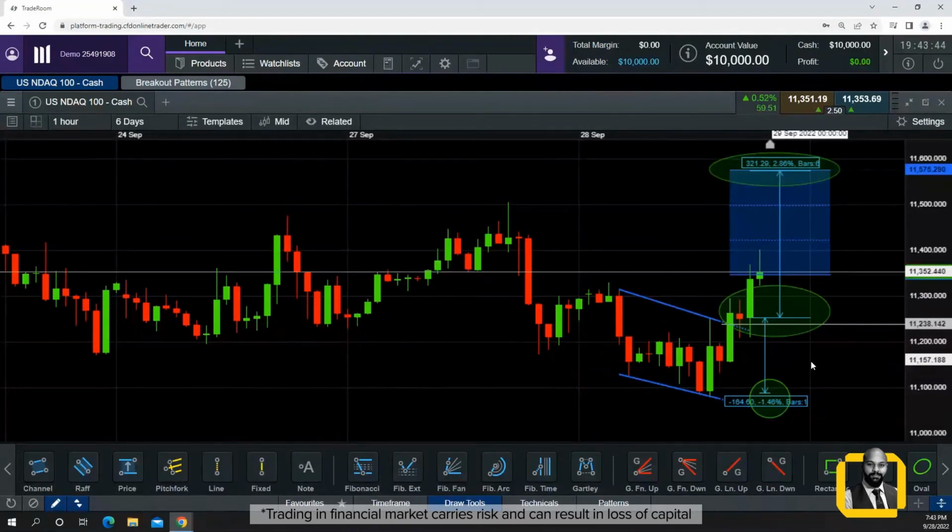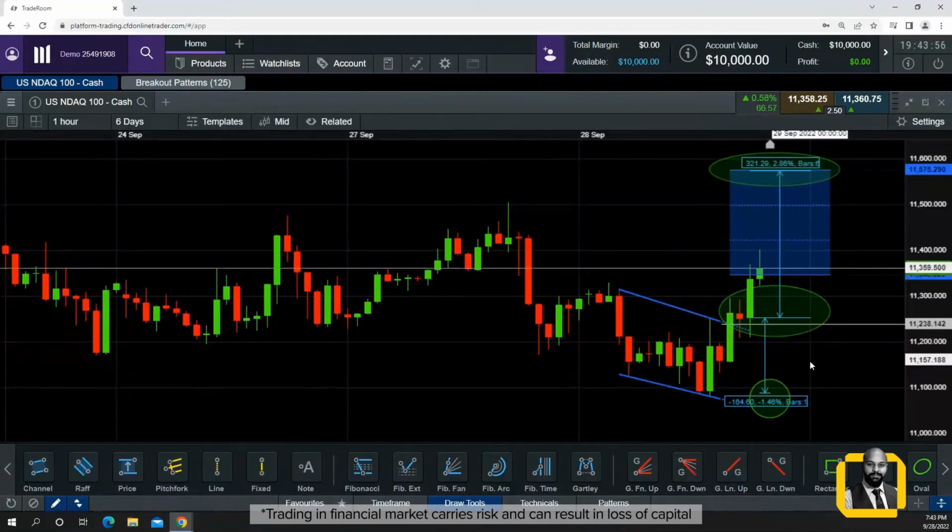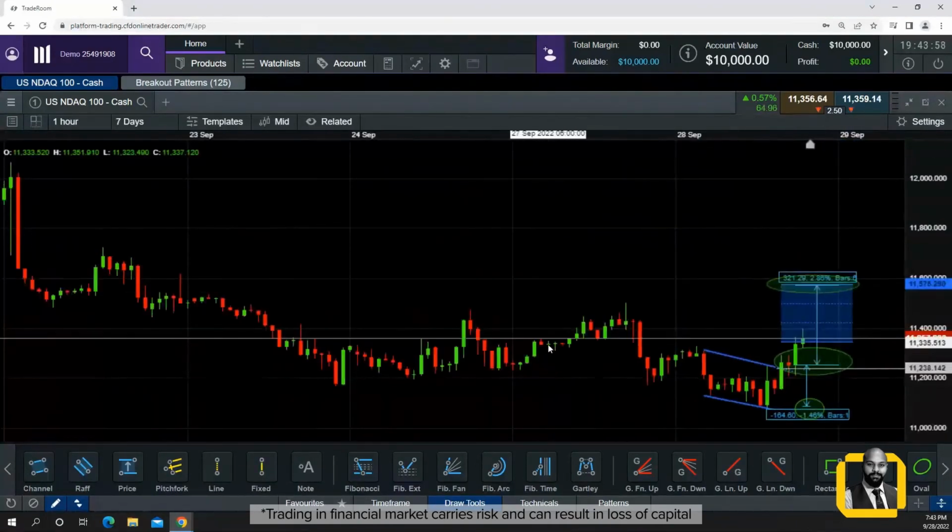Always make sure any trade that you take is worth taking the risk. If you're getting a risk reward of 1 is to 1, which is still good, but 1 is to 2 or 1 is to 3 is much better. Prefer a 1 is to 2 risk reward ratio most of the time.